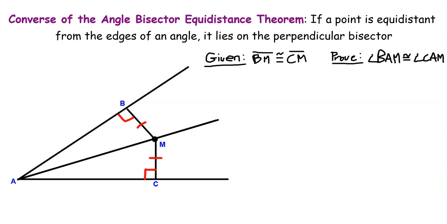So go ahead, pause the video, copy down everything that you see on the screen right now, and see what you can do about creating a proof for the converse of the angle bisector equidistance theorem. When you come back after pausing the video, we'll go through the proof. We'll see the complete statement of the angle bisector equidistance theorem in the same way that we saw for the perpendicular bisector theorem, and then we'll wrap up the video.